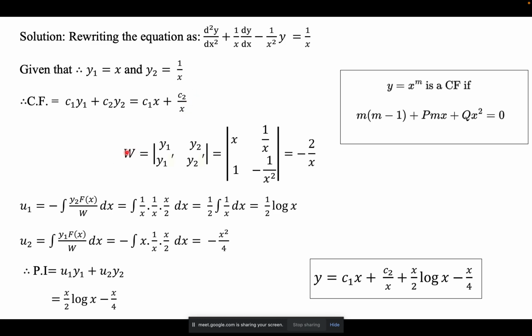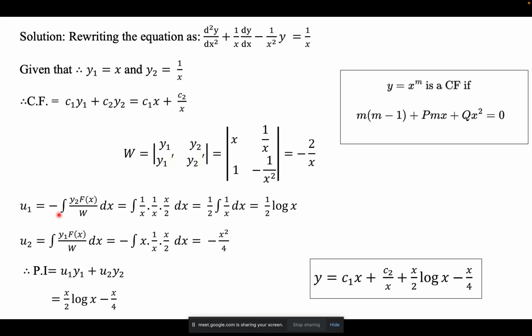So now what you can do, you can again write the Wronskian of this. So the Wronskian will be x times 1 by x, then the derivative of x will be 1 and the derivative of 1 by x will be minus 1 by x square. So after solving this determinant, what you get? You get the value of minus 2 by x. So now you have the value of y1, you have the value of y2, you have the value of the Wronskian, right? So now the thing remaining is to just find the value of u1 and u2.